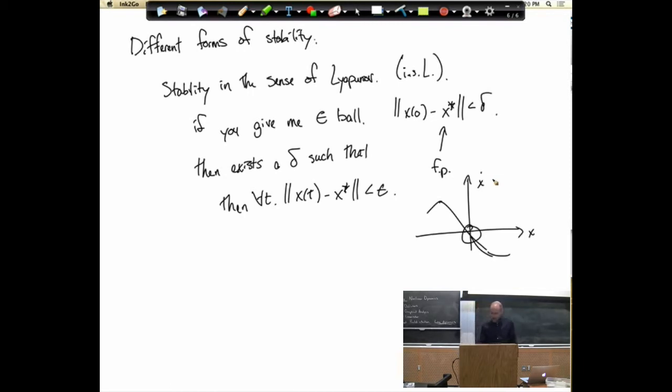Okay. Another definition of stability is asymptotic stability. Local asymptotic stability says if I'm starting close to the fixed point, then I will actually converge to the fixed point as time goes to infinity. Okay? So the limit as time goes to infinity of x of t equals my fixed point.